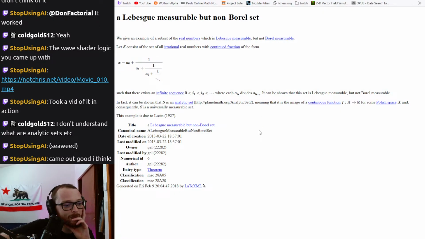Yeah, it looks good. You understand what analytic sets are, etc. It can be shown that S is an analytic set, meaning it is the image of a continuous function for some Polish space. Is that a Polish person's house? Consequently, that's a universally measurable set.